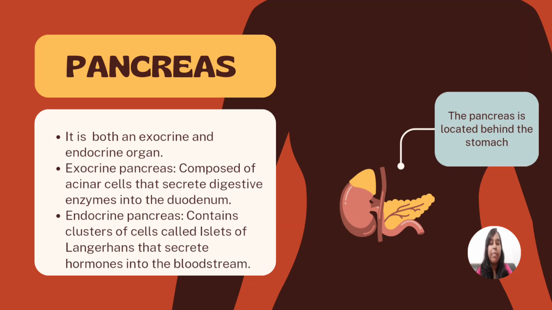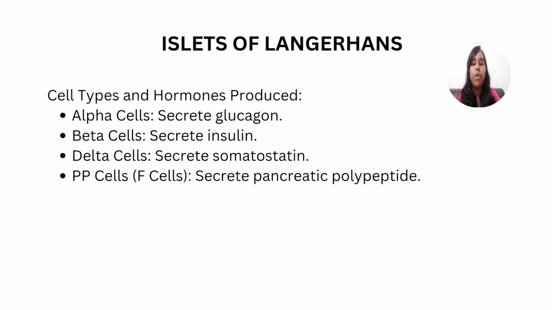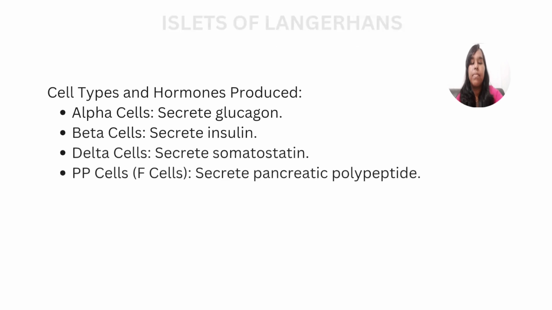Pancreas. It is located behind the stomach. It is both an exocrine and endocrine organ. Exocrine pancreas is composed of acinar cells that secrete digestive enzymes into the duodenum. Endocrine pancreas contains clusters of cells called islets of Langerhans that secrete hormones into the bloodstream. Islets of Langerhans, cell types and hormones produced: alpha cells, beta cells, delta cells, and PP cells. Alpha cell secretes glucagon, beta cell secretes insulin, delta cell secretes somatostatin, PP cell, which is known as F cell, secretes pancreatic polypeptide.